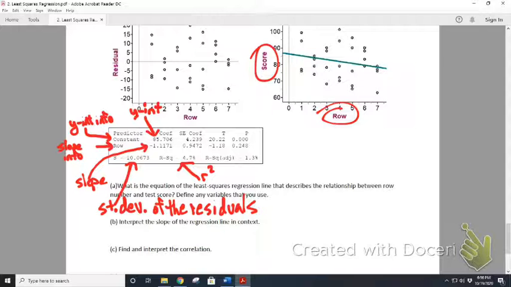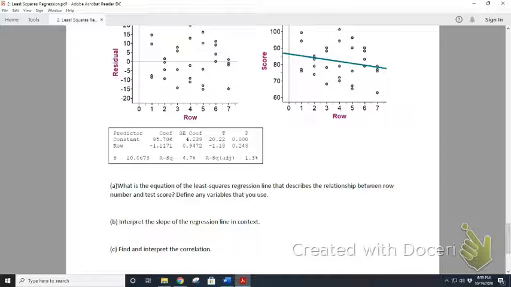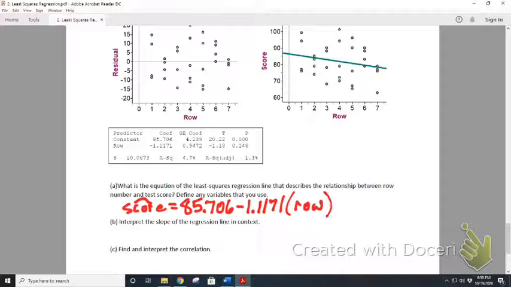So for part A, what is the equation of the least squares regression line that describes the relationship between row and test score? I would write score hat equals 85.706 minus 1.1171 times row. And I've done all that they asked.